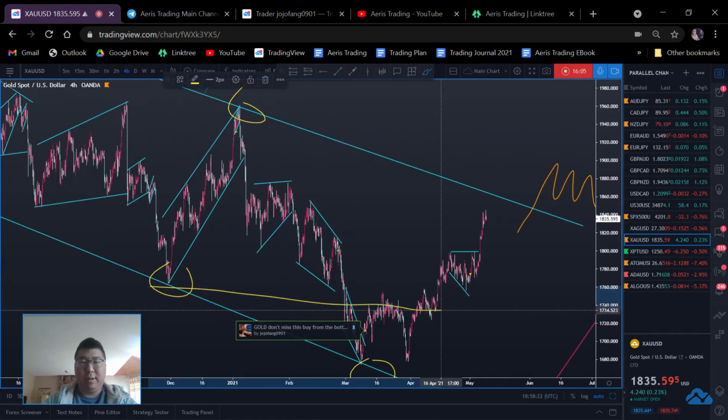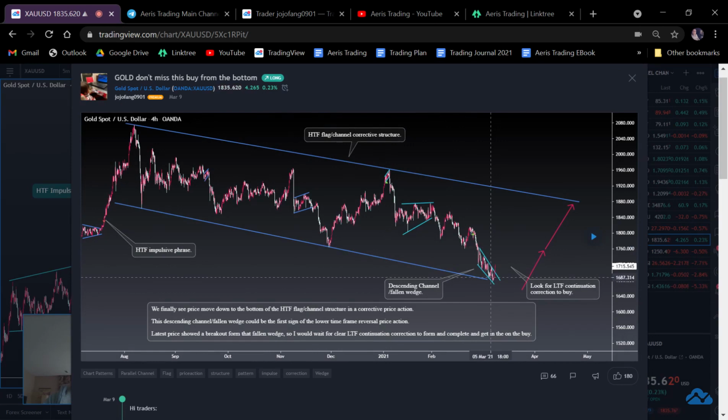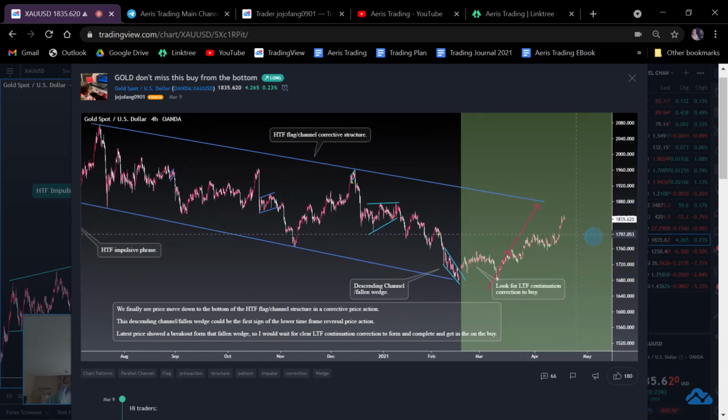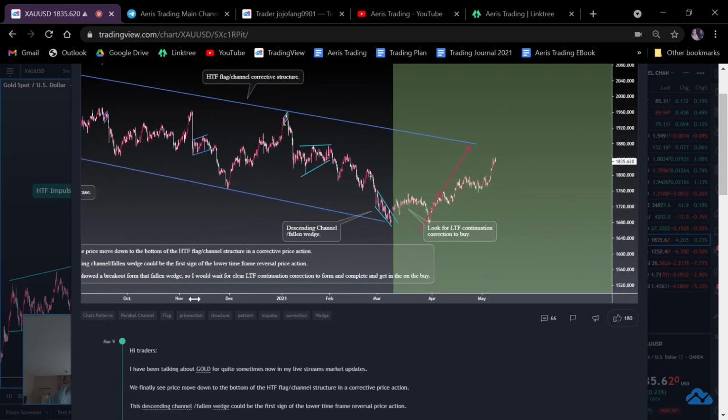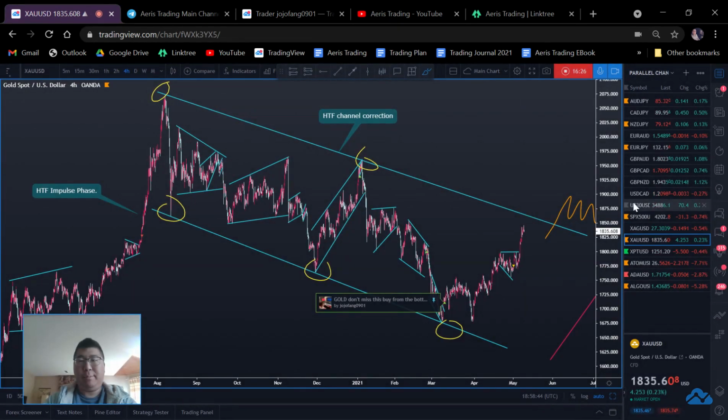We broke this previous low, and there is a strong bullish impulse potentially pushing the price up, and that's going to give you a good sign that this overall higher time frame channel potentially could be completing as we speak. And if this move breaks out of that descending channel, I'm looking for that lower time frame continuation correction to potentially get in on the buy.